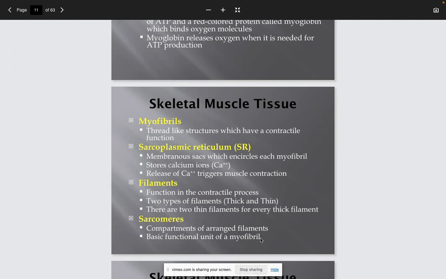So we can start out, in order to understand this slide, by understanding that the sarcomere is going to be the basic functional unit of a myofibril. What are myofibrils? Myofibrils are these thread-like structures which have contractile function. Within the myofibril themselves, you have sarcoplasmic reticulum, which is going to store calcium. It releases calcium in order for contraction to occur, and then you are going to have these different filaments. It's going to be called the sliding filament model, which we're going to discuss later on. It's going to consist of a thick and a thin filament. The thick filament is going to be the myosin filament. The thin filament is going to be called the actin filament.